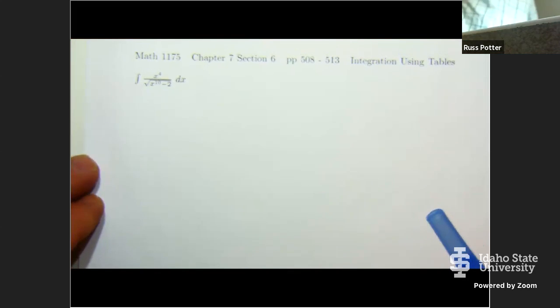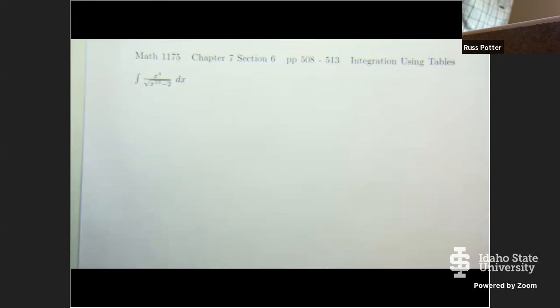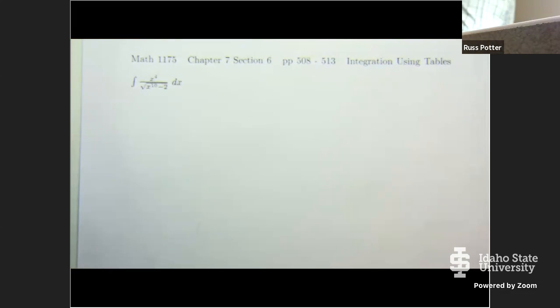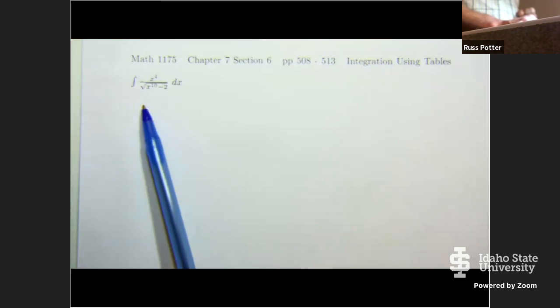Okay, the indefinite integral of x to the 4th divided by the square root of x to the 10th minus 2 dx. Hey, does anyone have a suggestion on how to start this one? Look in the denominator, we have the square root of x to the 10th minus 2.